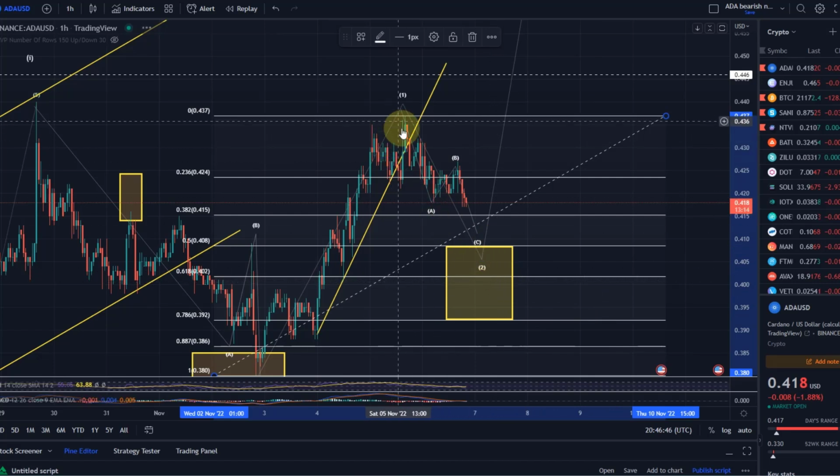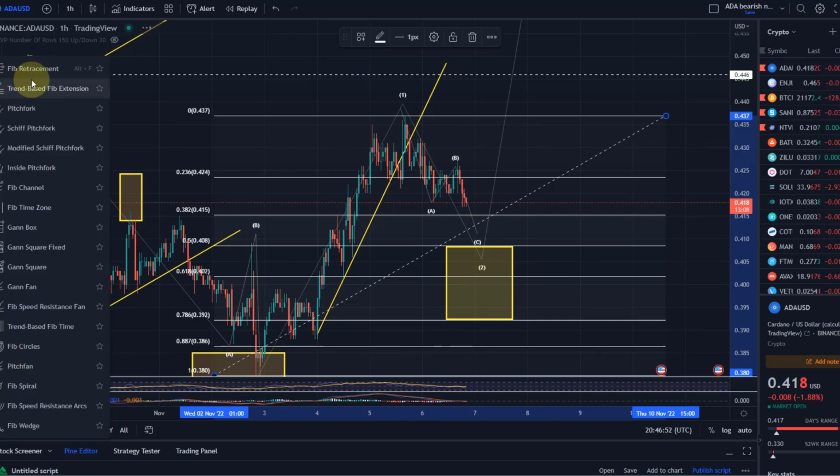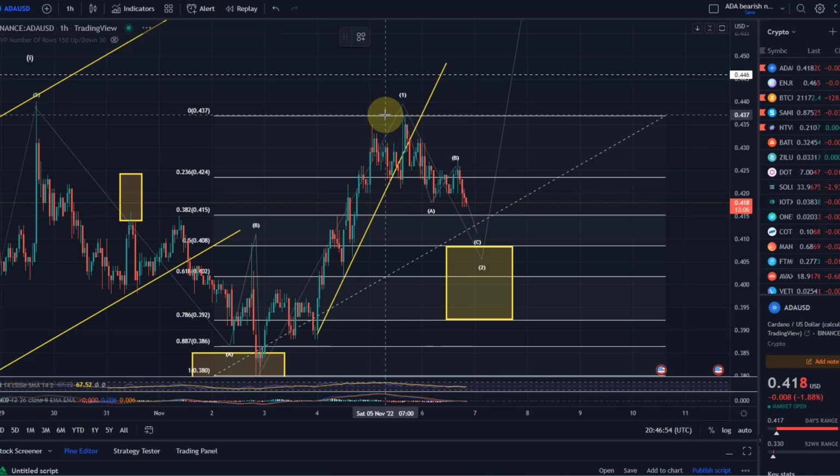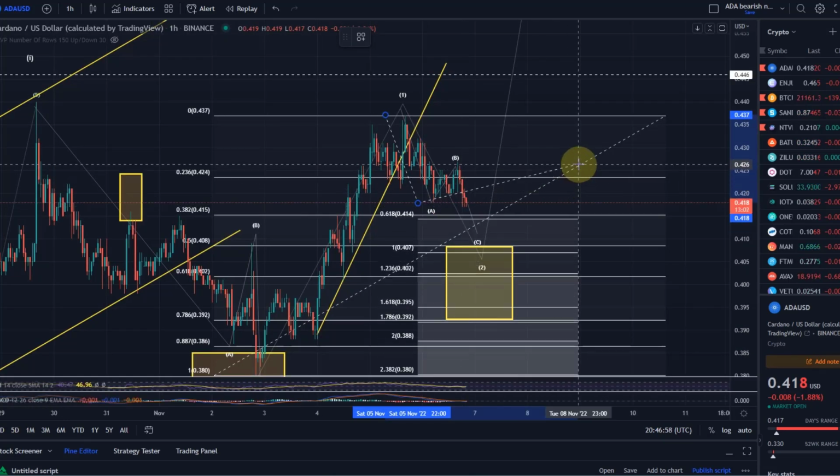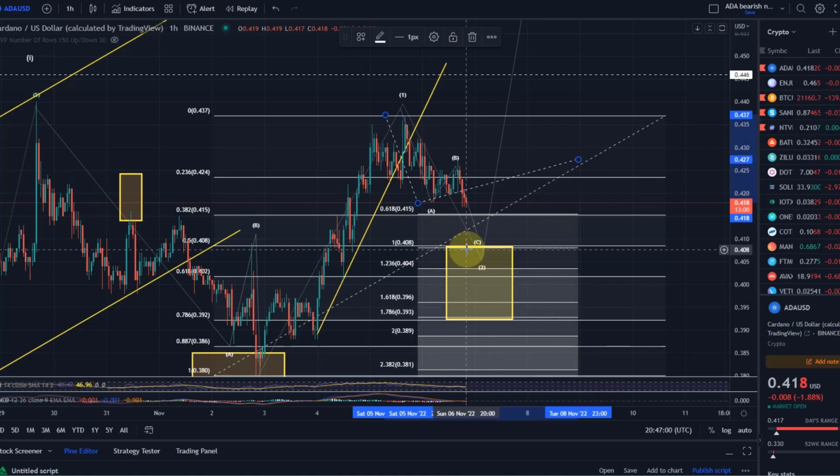The other way, you can see I have labeled already ABC in this wave 2. We can always take the length of the A wave and project it out, and that would give us a second target. So we can do that here as well. And we are looking then at the 1-to-1 ratio. That would also take us to 40.8 cents. So I wouldn't be surprised to find support at 40.8. That is confluence here between the 1-to-1 ratio and the 50% retracement.